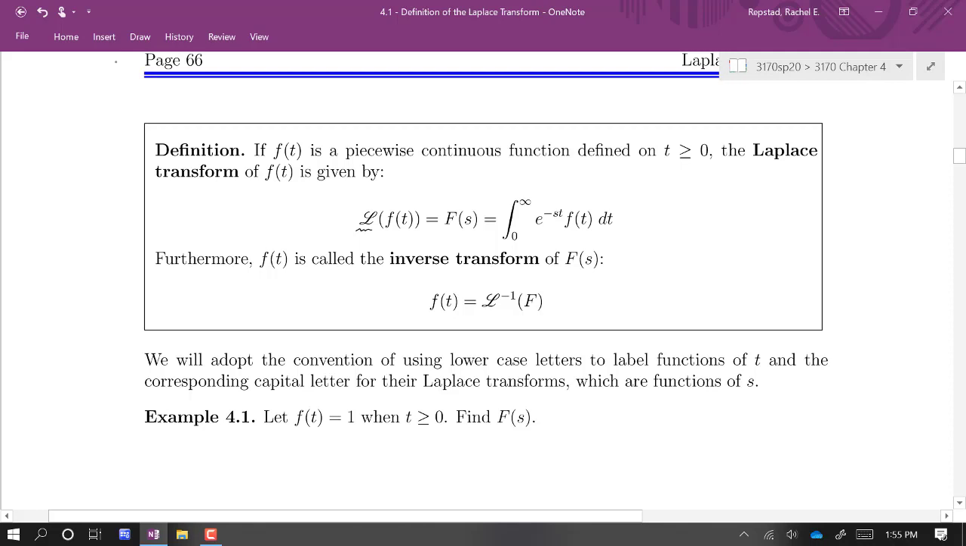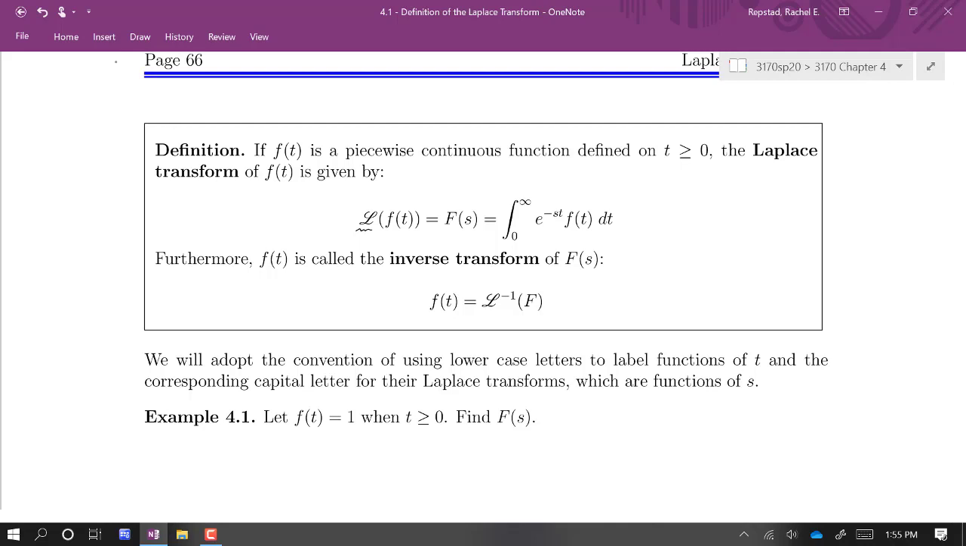In order for the Laplace transform of a function to be defined, we just need the function to be piecewise continuous, which means that if you graph it, at least each individual piece of the function is continuous. There might be some jumps in the function, but it doesn't have to be strictly continuous.